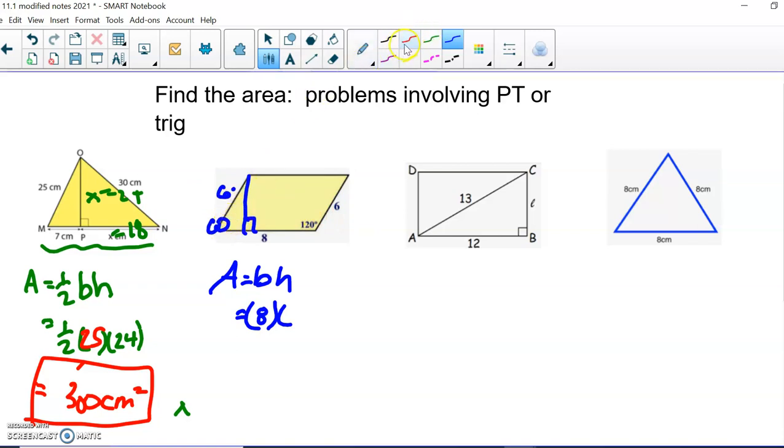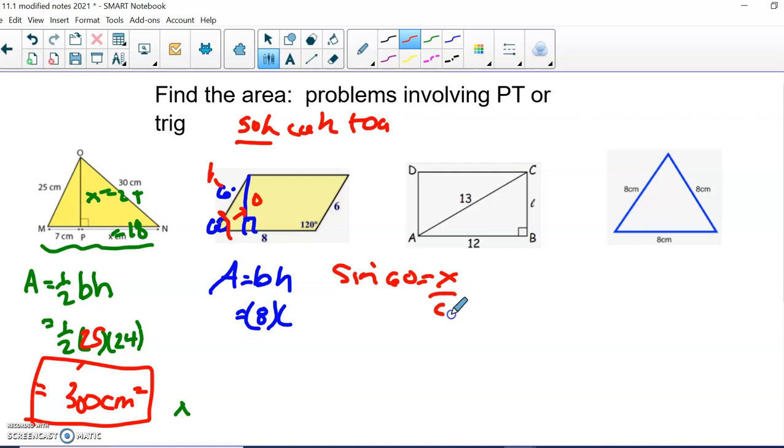Okay, so from the 60, I'm looking for opposite, and I have hypotenuse. If you go back to your SOHCAHTOA, opposite hypotenuse tells me I use sine. So I'm going to say sine of 60 equals opposite over hypotenuse. Cross multiply, I'm going to take sine of 60, and I'm going to multiply that times 6. And it looks like our height is about 5.2.